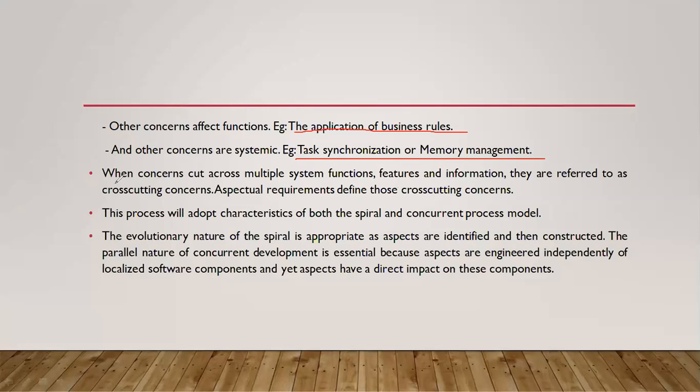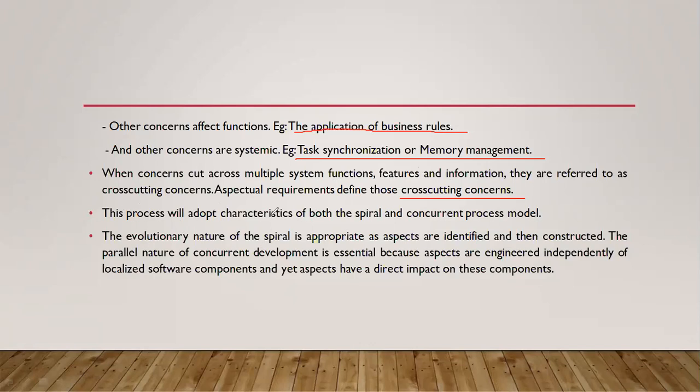And coming to this point, when concerns cut across multiple systems, functions, features and information, they are referred to as cross-cutting concerns. So aspectual requirements define those cross-cutting concerns. Cross-cutting concerns means some functions, features or information may be decreased because of his requests, or to develop such a project based on some budget. Clear? So this is about cross-cutting concerns.